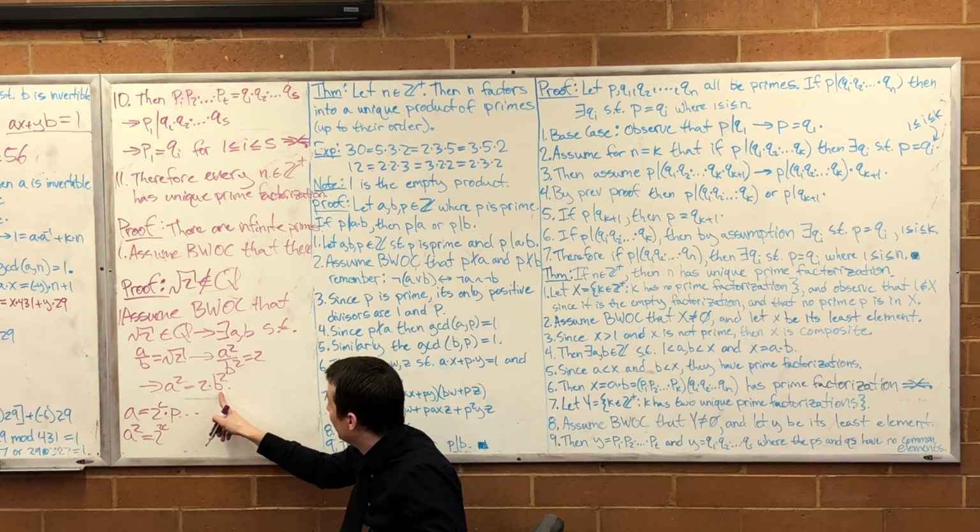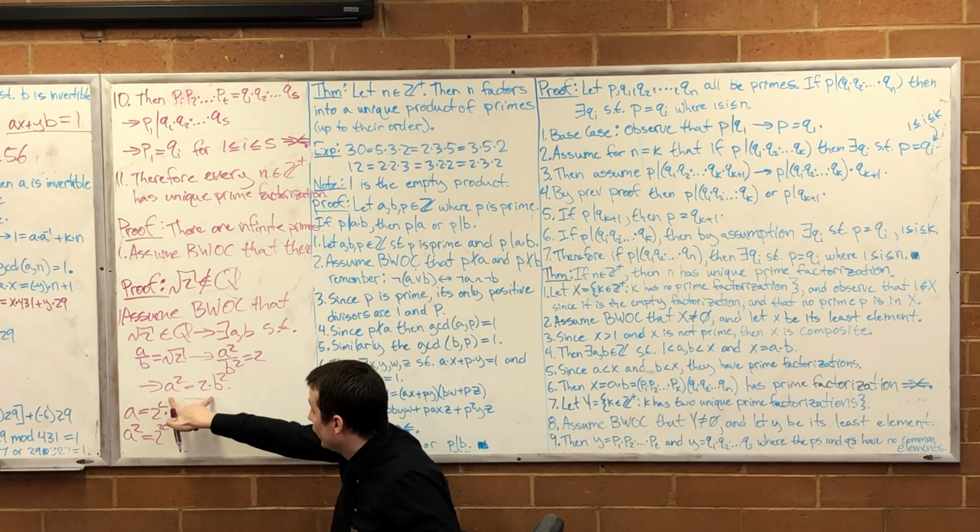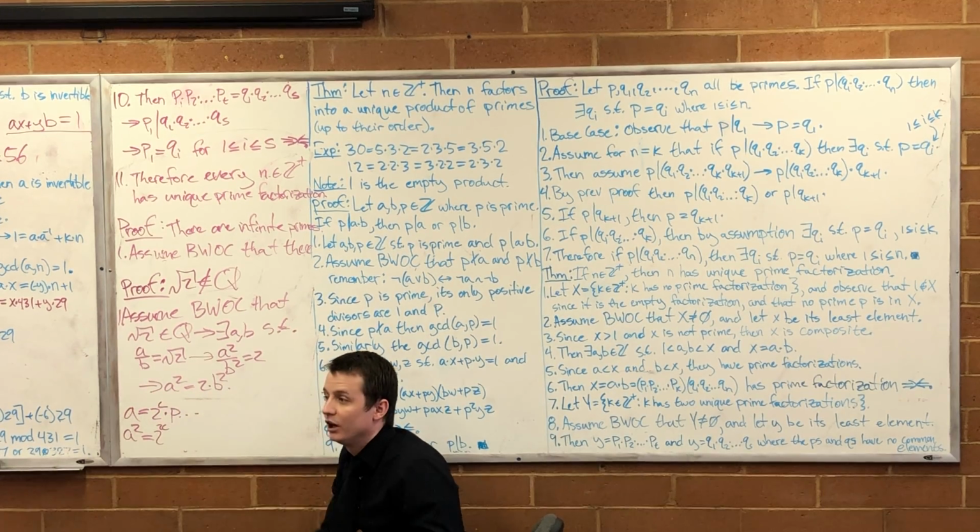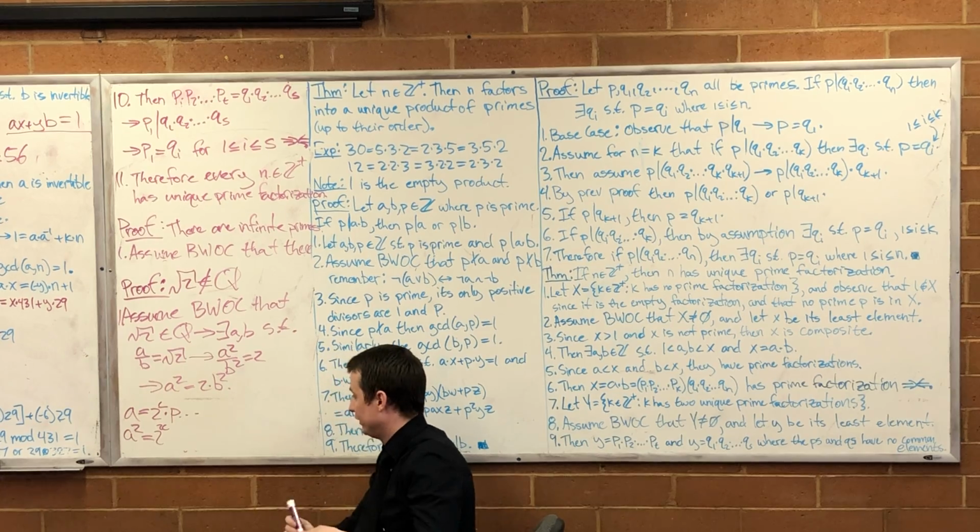But then in 2 times b squared, it becomes odd. These two numbers are equal, so they have to have the same prime factorization. But this has an even number of 2s, this has an odd number of 2s. Contradiction. Okay. So there's another way to prove that.